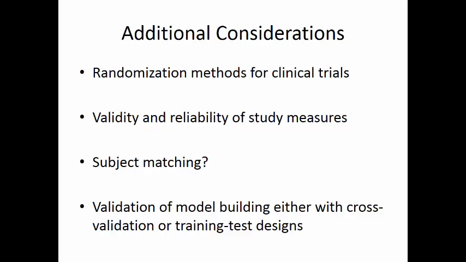Other things you can think about including in the study design: if it's a clinical trial, put in randomization methods. Include sections on the validity and reliability of your measures. If you're doing some matching, talk about how the matching is actually going to be done. And if the end result is going to be the construction of some kind of prediction model, whether for diagnosis or prognosis, then include validation strategies for those models. That's particularly true at an R01 level. There's an expectation that any models you build will have a strategy for their validation.